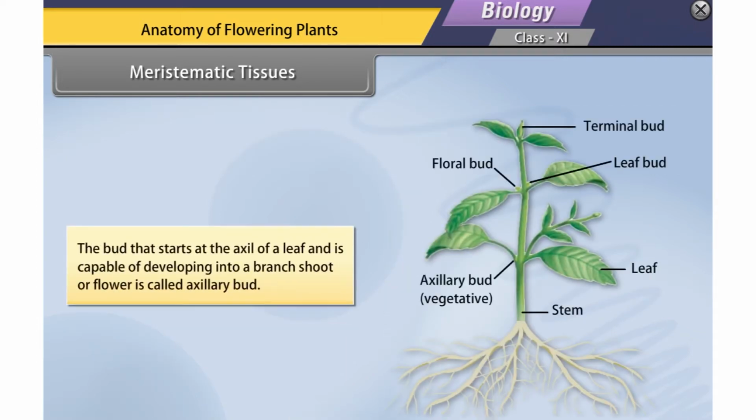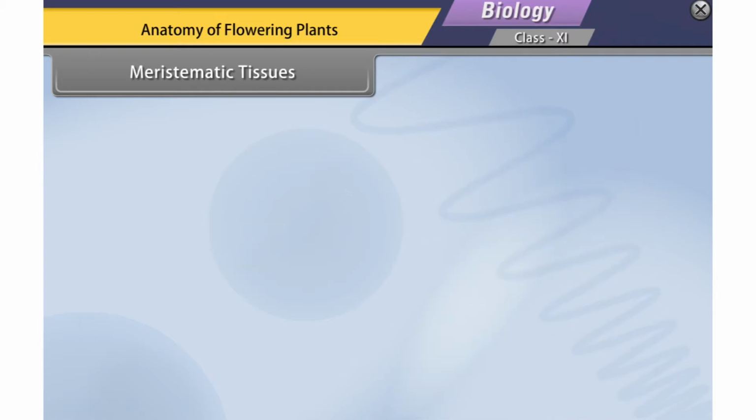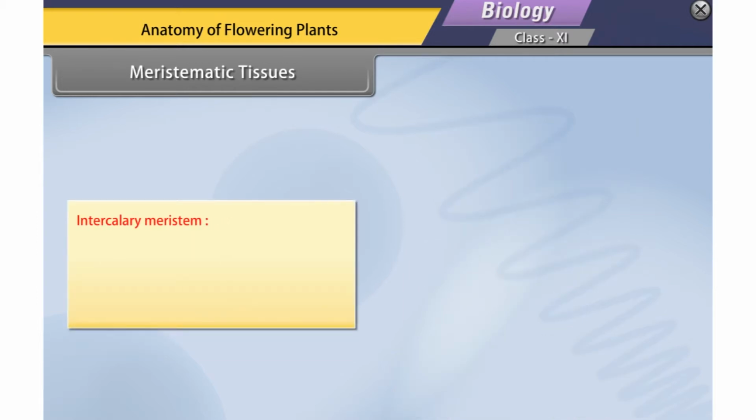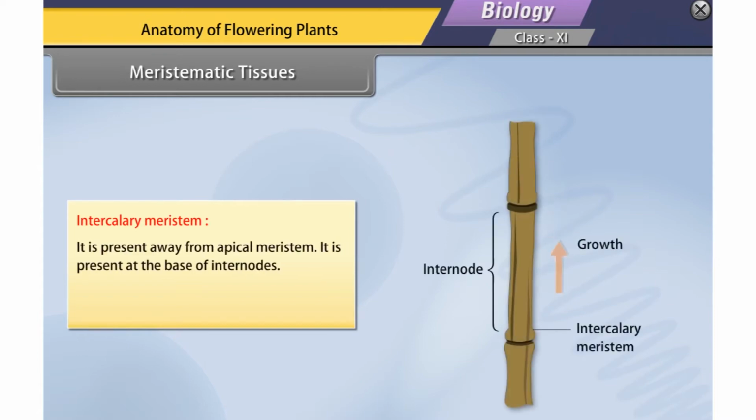The bud that starts at the axil of a leaf and is capable of developing into a branch, shoot or flower is called axillary bud. Meristematic tissues. Intercalary meristem. It is present away from apical meristem. It is present at the base of internodes, for example, in grasses and wheat, or at the base of a leaf.